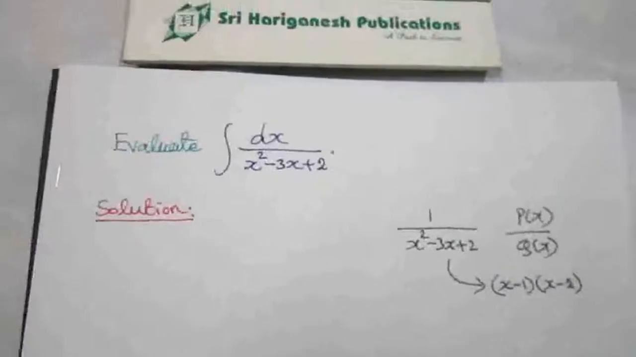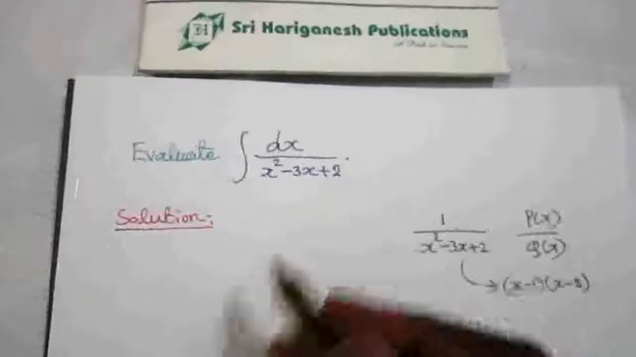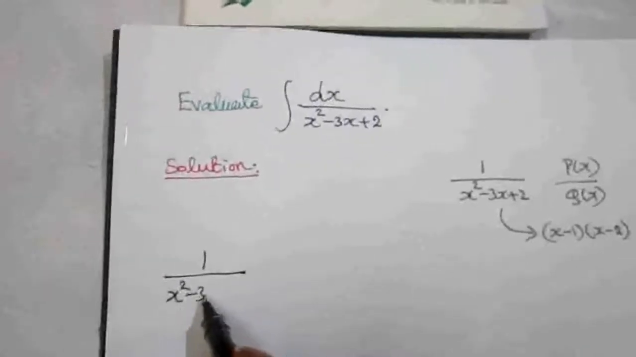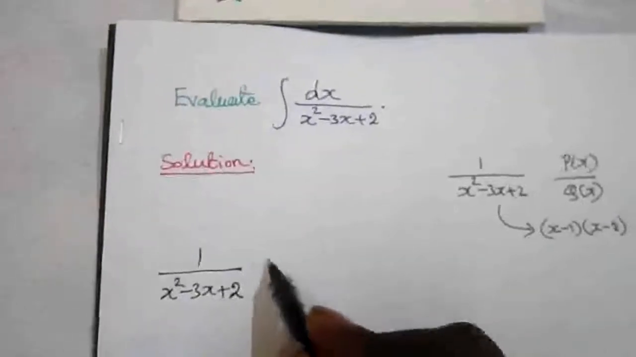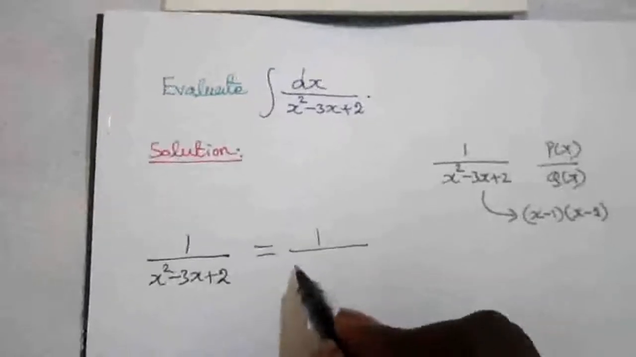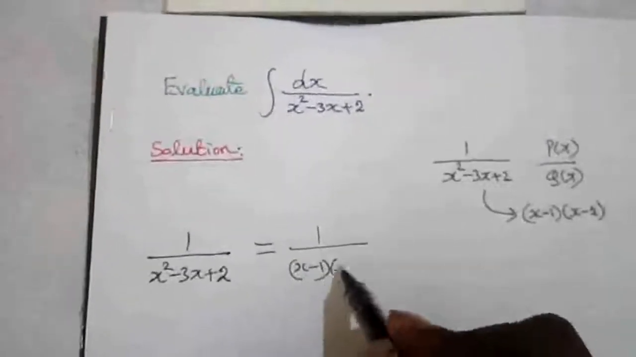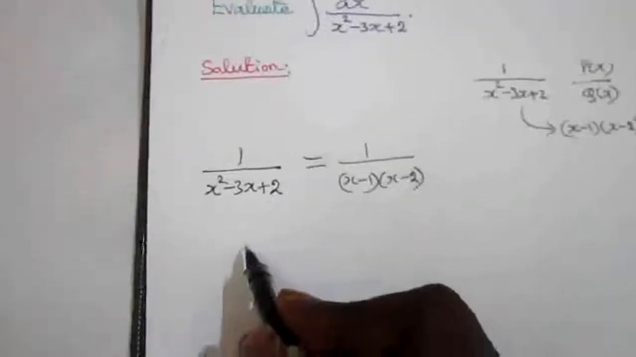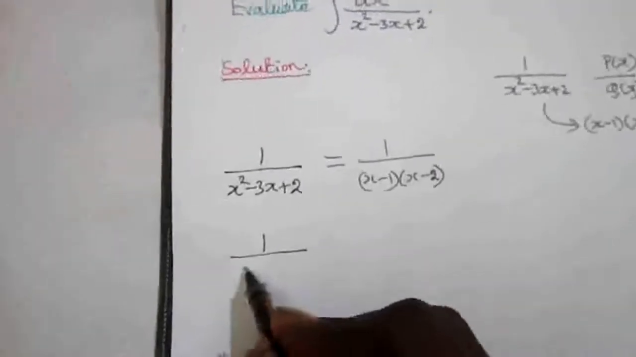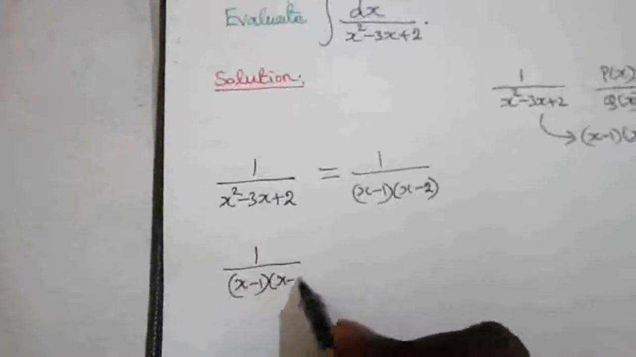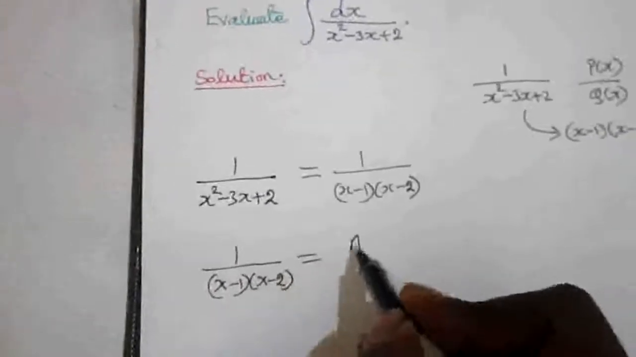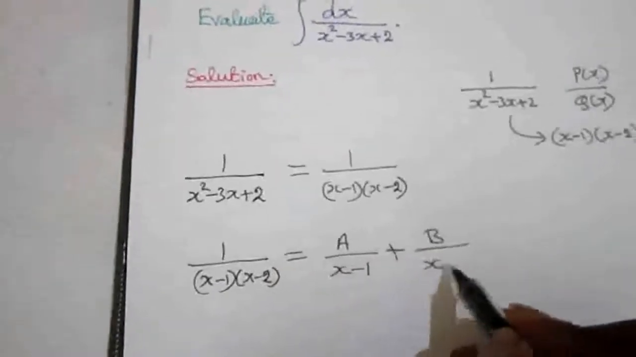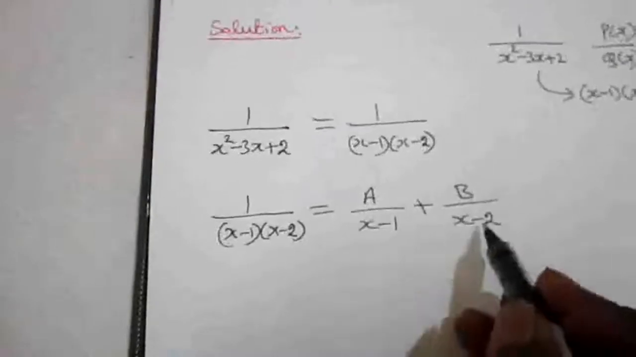Take the given integrand function. The integrand function is 1 by x square minus 3x plus 2, which is equal to 1 by x minus 1 into x minus 2. Now I am going to apply partial fractions. 1 by x minus 1 into x minus 2 is equal to a by x minus 1 plus b by x minus 2. Now take the LCM.